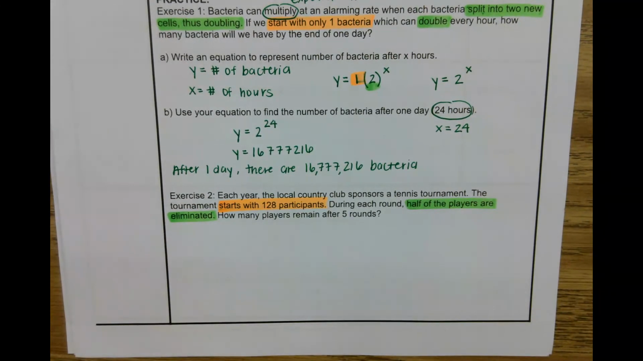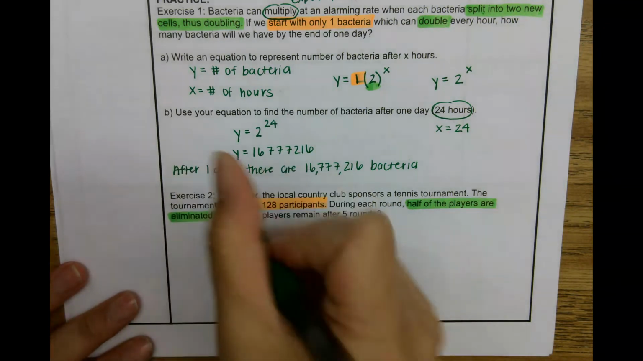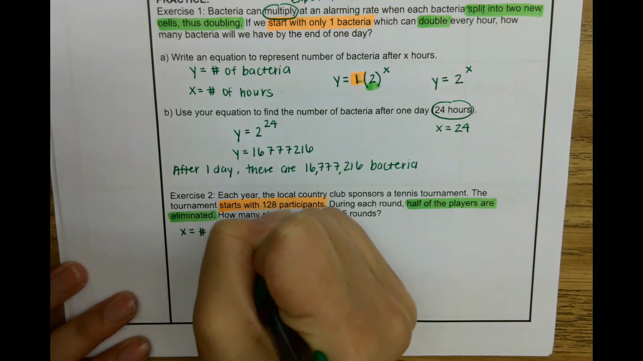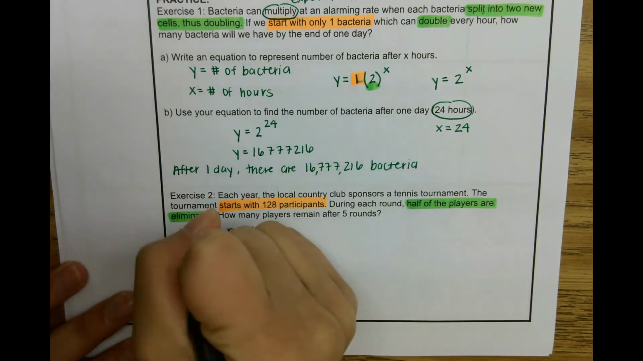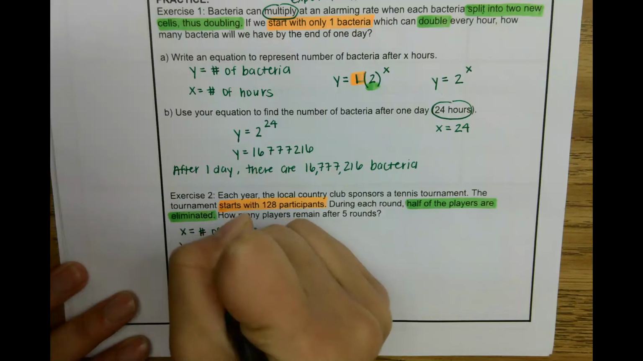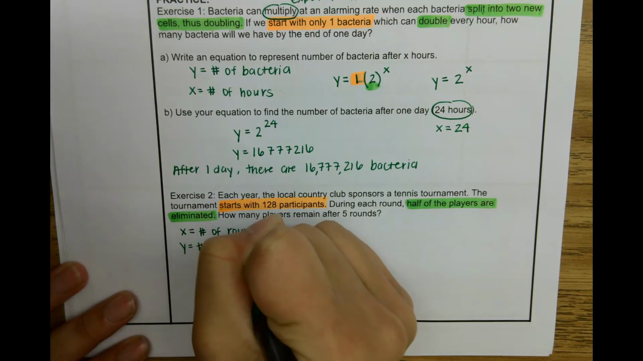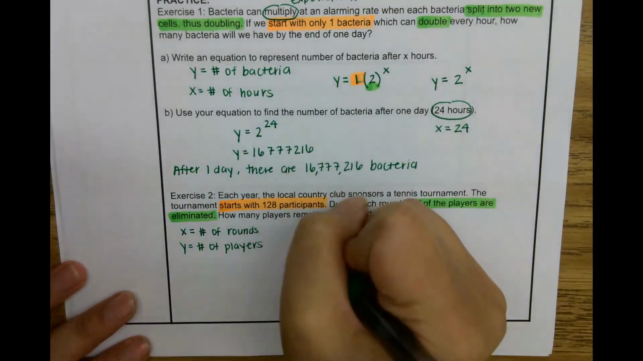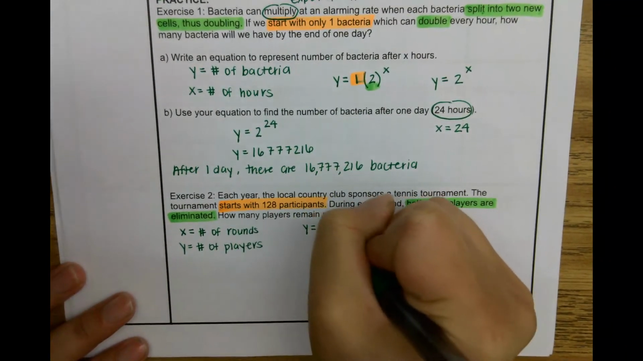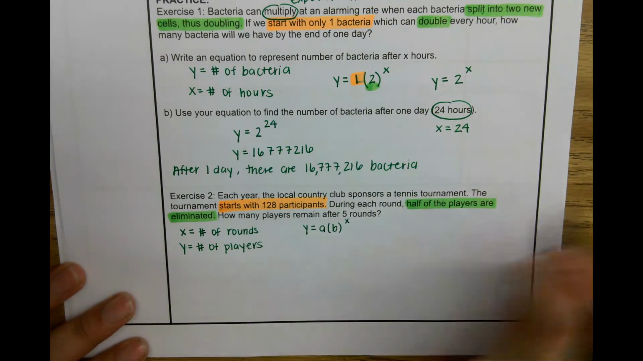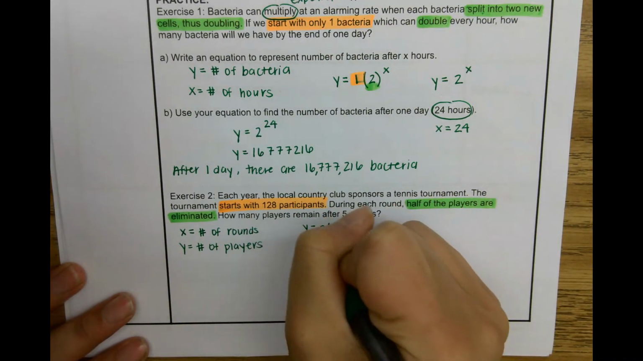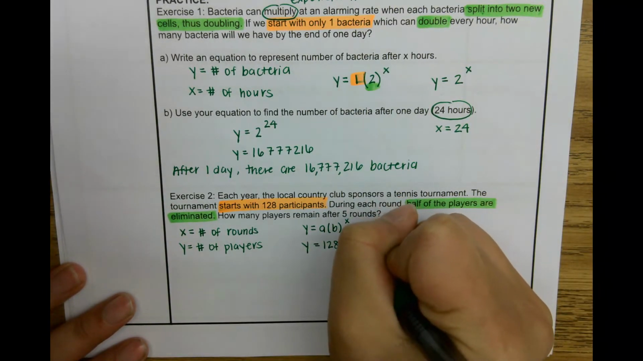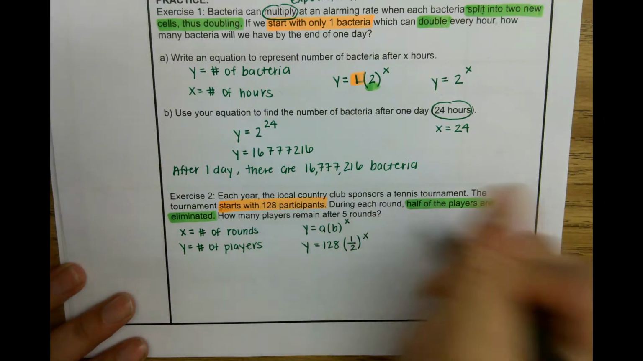So let's start by writing our equation. Okay, so x here I'm going to represent as the number of rounds that are played. And then y is going to be the number of participants or players. Okay, so let's write our equation. So all of them always follow the pattern of y equals a times b to the x. Okay, a is my starting amount, so I started with 128 participants. Then every round we are halving it, so my base is going to be 1/2, to the x.